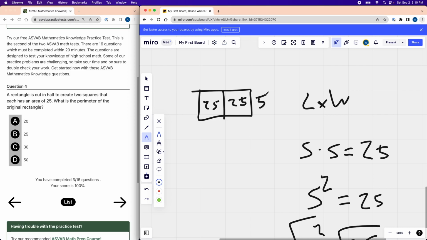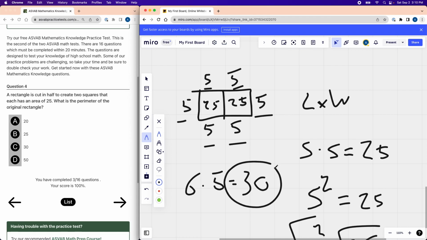If I write 5 right here, since that side is 5, and a square has all the same sides, I know this bottom side is also 5, and I know this one is 5. These two squares are equivalent, so this is 5, and this is 5, and this is 5. Now we can see I have all segments of the perimeter, so I just need to add up all these 5s together. I have 1 5, 2 5s, 3 5s, 4 5s, 5 5s, and 6 5s, or 6 times 5. So 6 times 5 equals 30. Our perimeter is going to be 30.